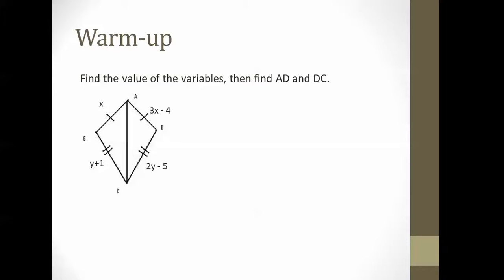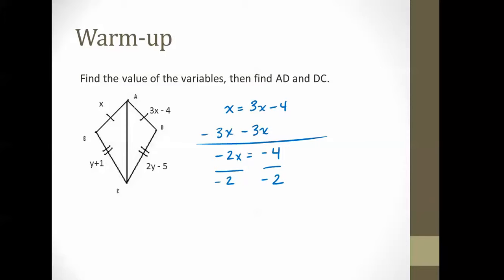First, I notice that segment AB and segment AD are congruent. So I set those two expressions equal to each other. x equals 3x minus 4. Now I just isolate x in this equation to solve for it. So I'm going to subtract 3x from both sides. I get negative 2x equals negative 4. Divide both sides by negative 2. x equals 2.